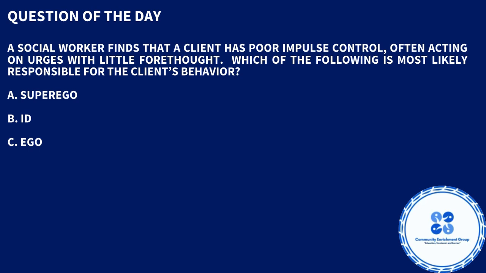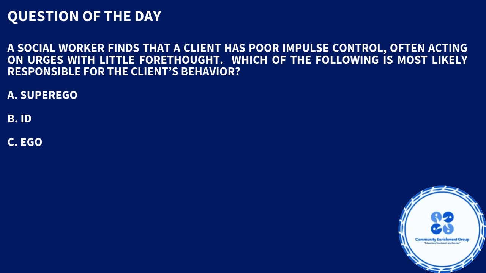Which of the following is most likely responsible for the client's behavior? Another thing that I want you to pay attention to as we tackle this question is the qualifier "most." Okay, so let's read the question through and through. A social worker finds that a client has poor impulse control, often acting on urges with little forethought. Which of the following is most likely responsible for the client's behavior? We have three selections: the superego, the id, and the ego.